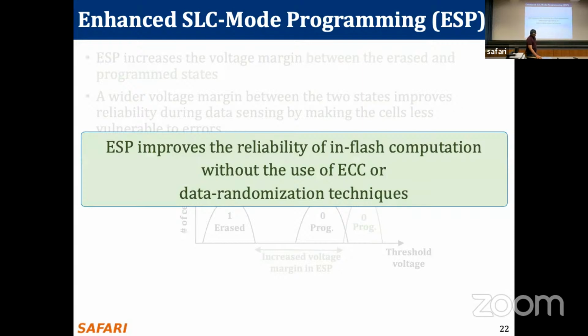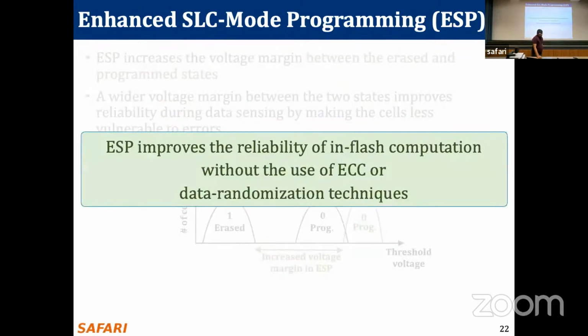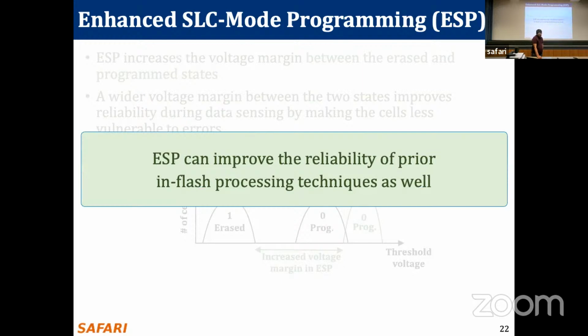ESP is done by adding additional steps to the SLC programming sequence, using a technique called incremental step pulse programming. By adding more steps, it increases the latency of the program operation, but we also achieve high reliability. ESP improves the reliability without the use of ECC or data randomization techniques. And ESP can improve the reliability of prior in-flash processing techniques as well, if they want to adopt this technique.